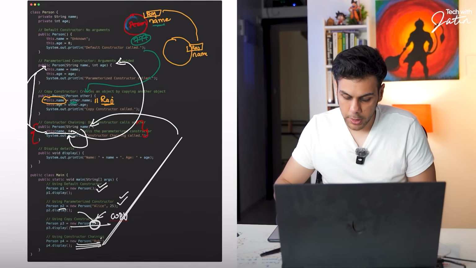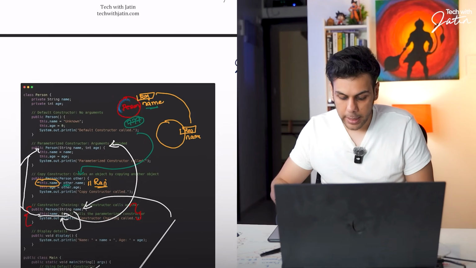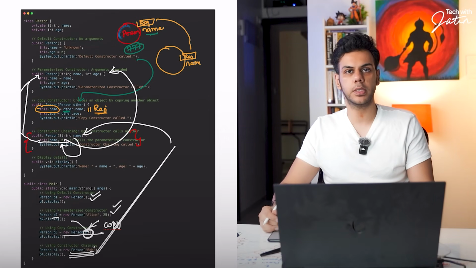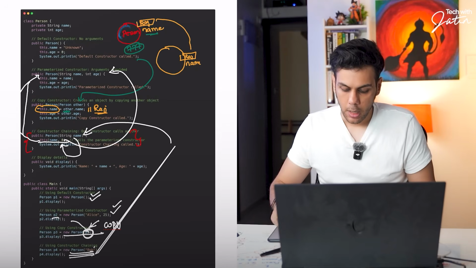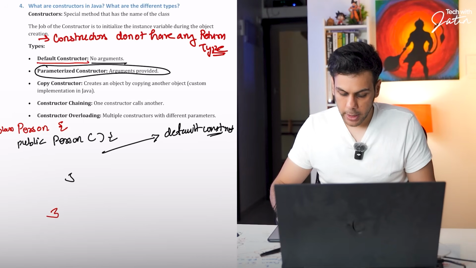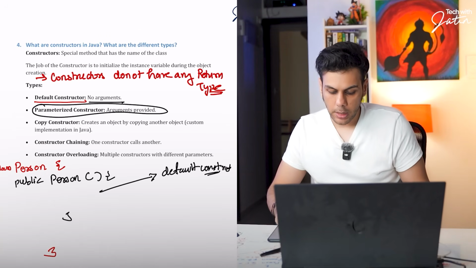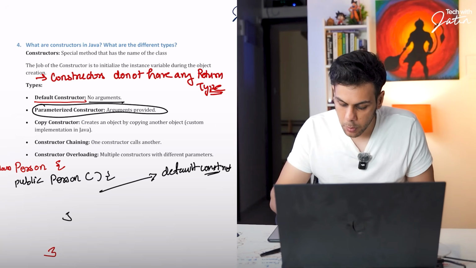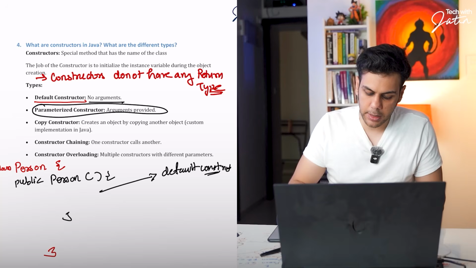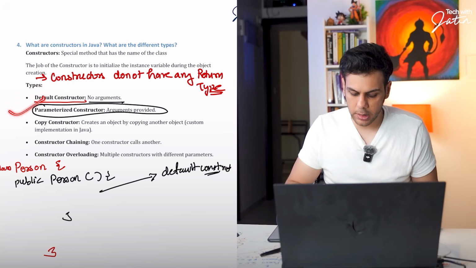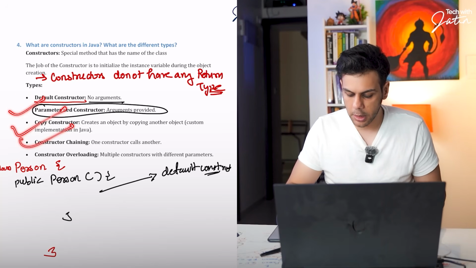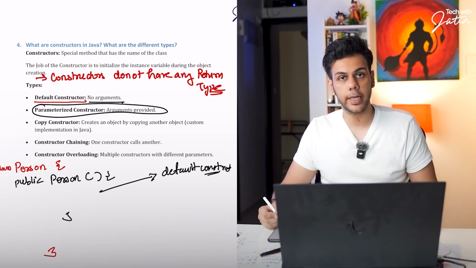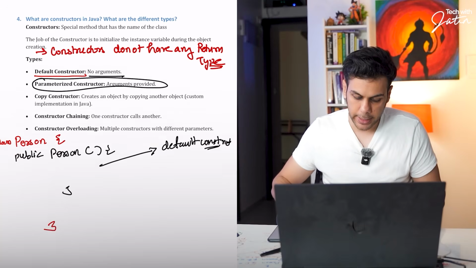This is very important. Please try to write the code at least once for this particular class. Write the code by yourself. All right, guys, this was a very important interview question, which is: what are constructors in Java? What are the different types of constructors? Just to revisit it one more time, the different types of constructors are default constructor, parameterized constructors, copy constructors, constructor chaining, and constructor overloading. Can I move on to the next question now? Perfect. Great.